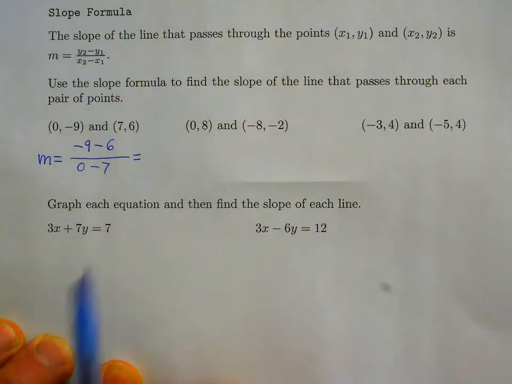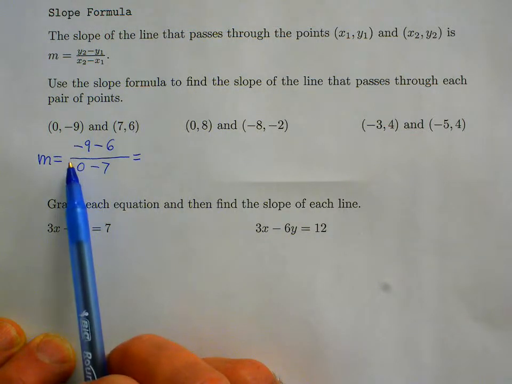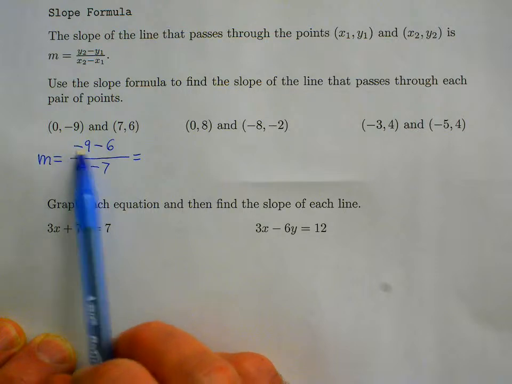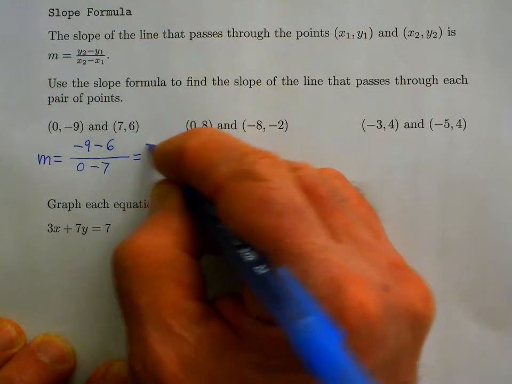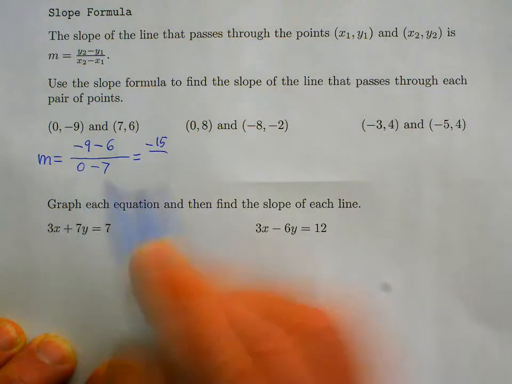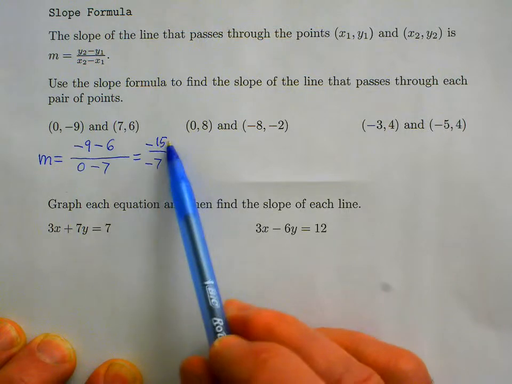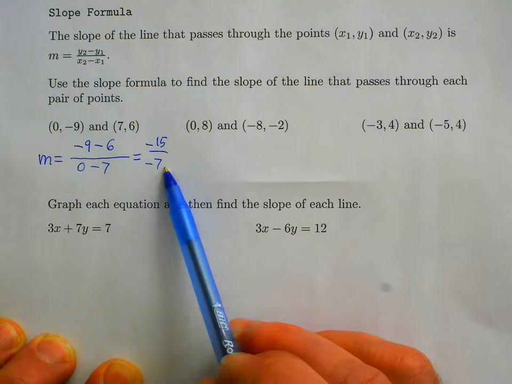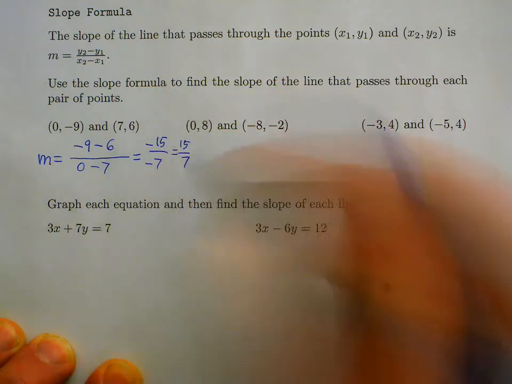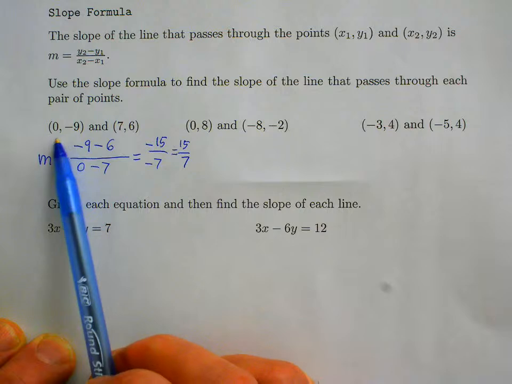And then we just do the arithmetic, and always be careful when negative signs and subtraction is involved. So negative 9 minus 6 is negative 15. 0 minus 7 is negative 7. But we simplify this further because negative 15 divided by negative 7 is positive 15/7. Okay, so that's the slope of the line that passes through those 2 points.